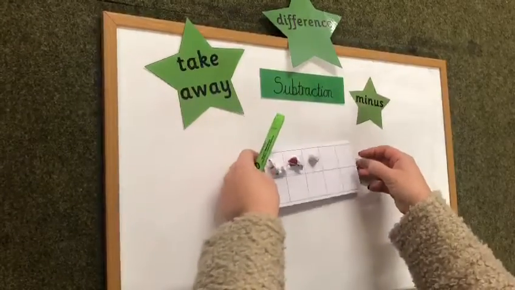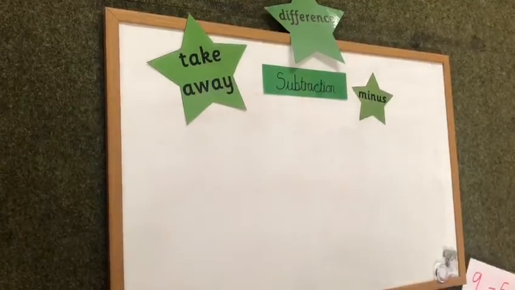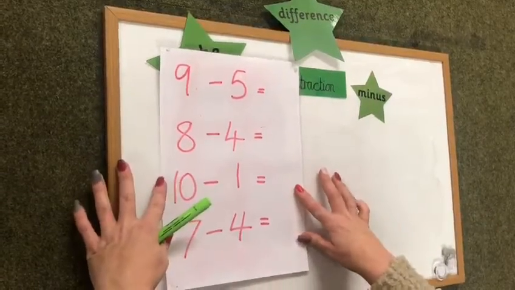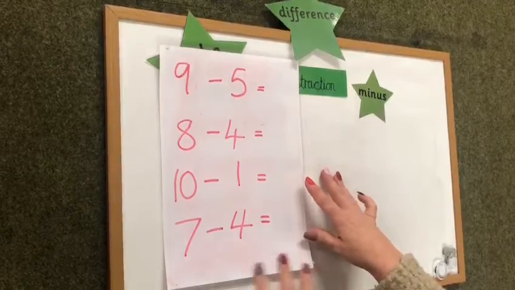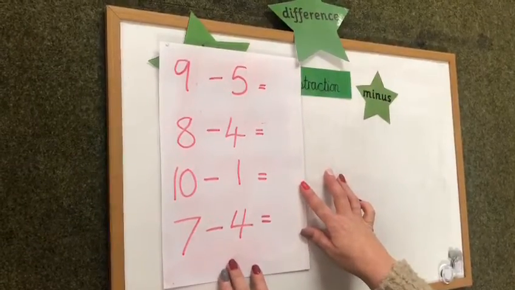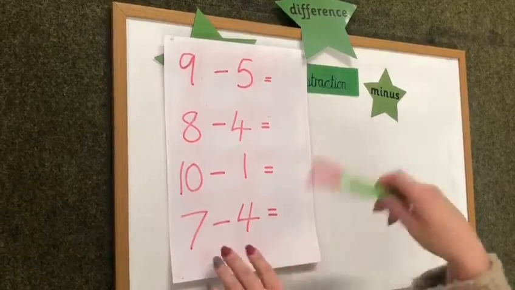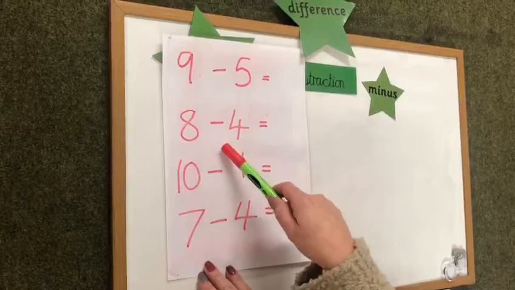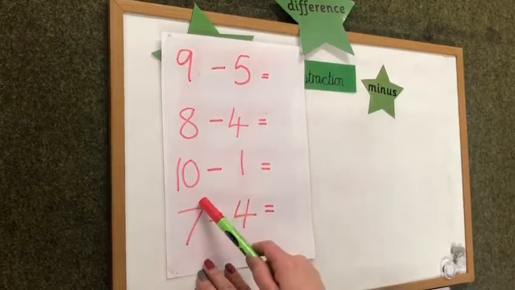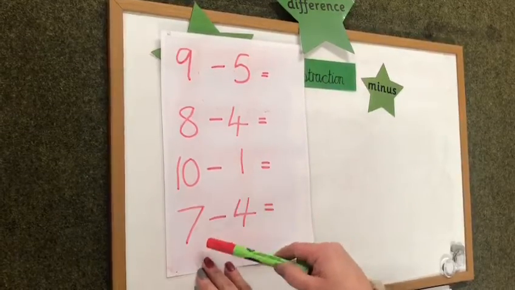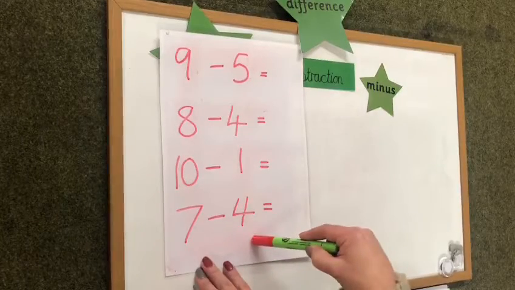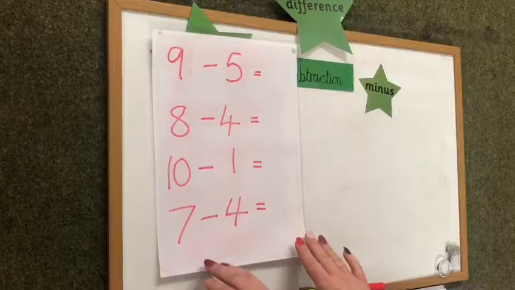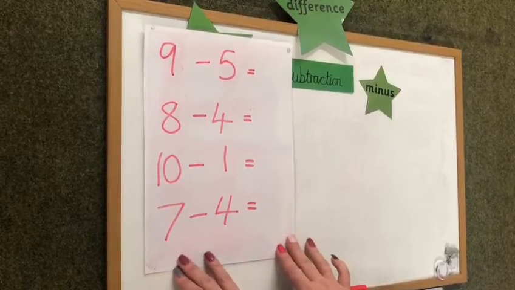So now, for your independent task, I would like you to write down these numbers. If you can't write them down, ask your adult to write them down for you, or you can pause the video to do it yourself. So we have 9, take away 5, 8 minus 4, 10, subtract 1, and 7, take away 4. If you need to use your 10 frame and your pieces of paper to help you, then that's absolutely fine.